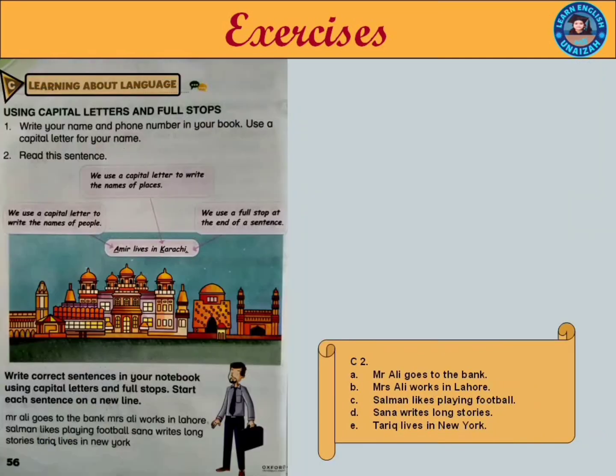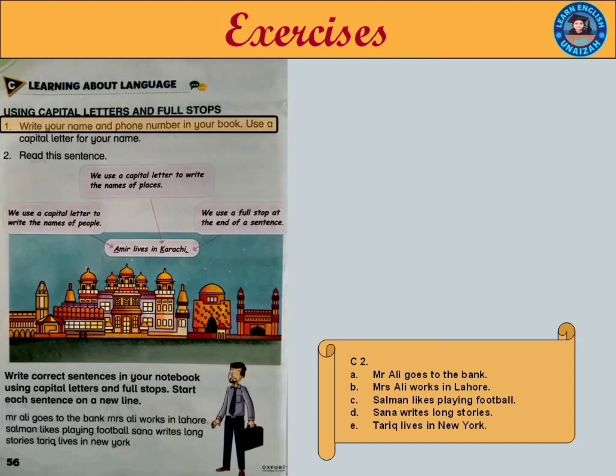C. Learning about language. Using capital letters and full stops. 1. Write your name and phone number in your book. Use a capital letter for your name. 2. Read this sentence. Amir lives in Karachi. We use a capital letter to write the names of people. We use a capital letter to write the names of places. We use a full stop at the end of a sentence.